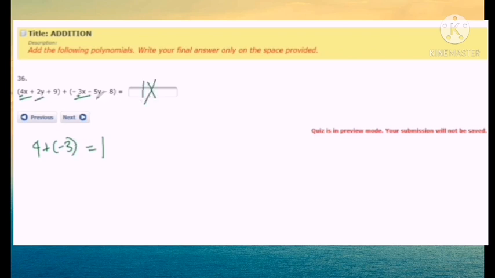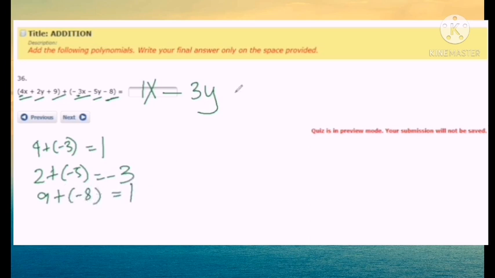Then 2y is similar with -5y. Again, do not forget to bring the sign before it. So 2 plus -5 is simply equal to -3. So I'm going to write -3y. No need of double sign, this is not plus -3y, but -3y right away. And then the constant terms are 9 and -8. So 9 plus -8 is equal to 1. So plus 1. So this is our final answer.